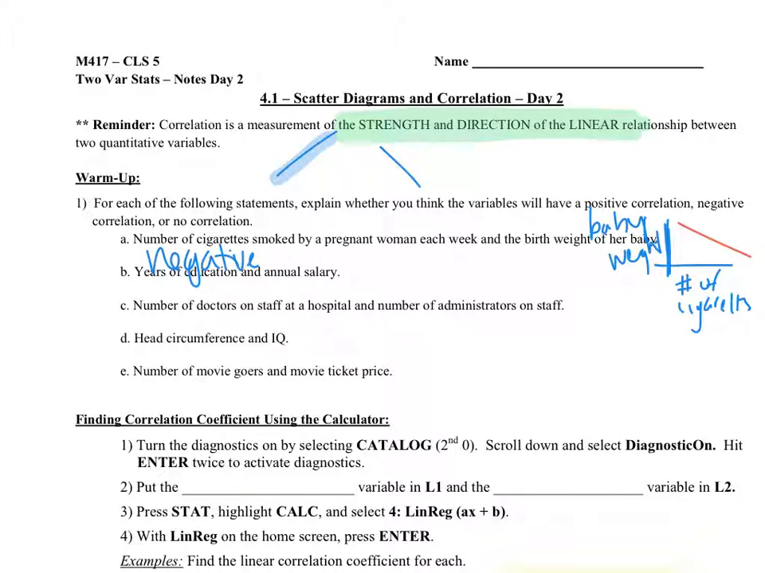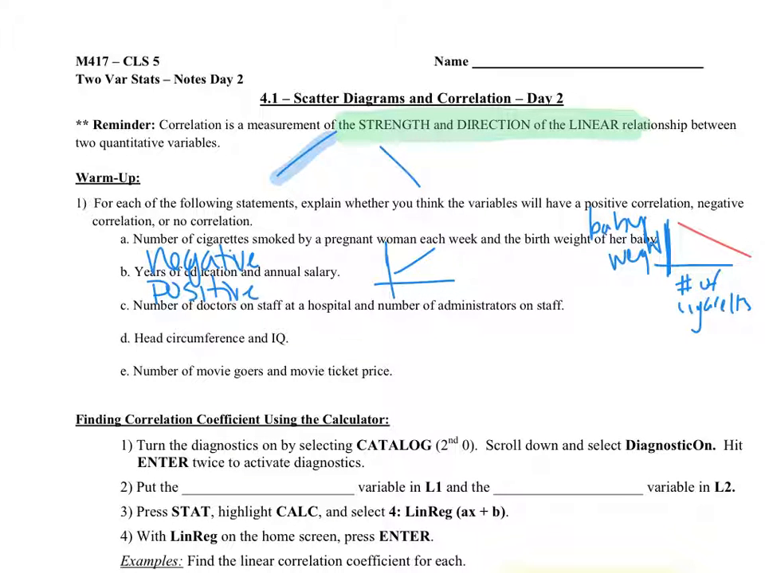Okay, now remember that there can be outliers, right? But this is for in general terms. So in example B, years of education and annual salary. Well, as your years increase, what typically will your salary do? It'll also increase. So this is a positive correlation.